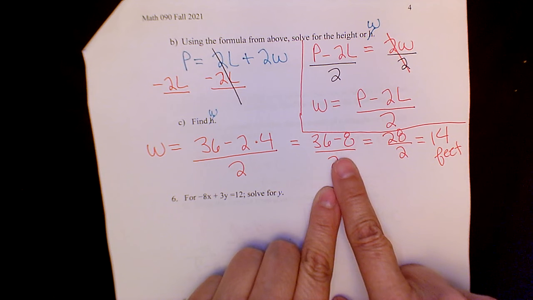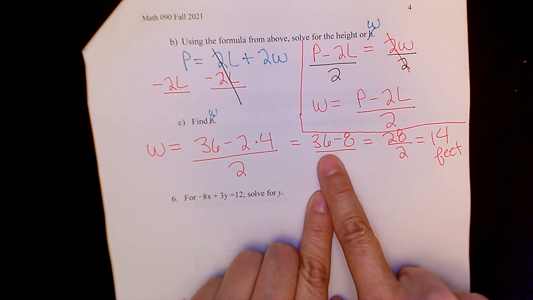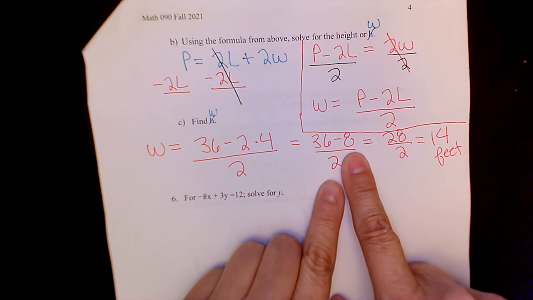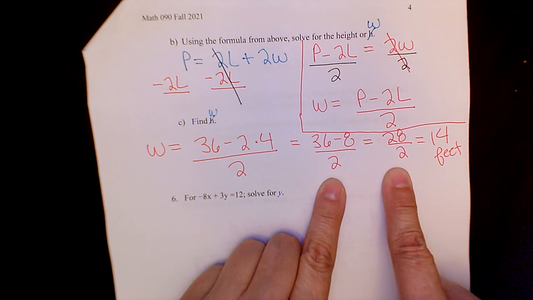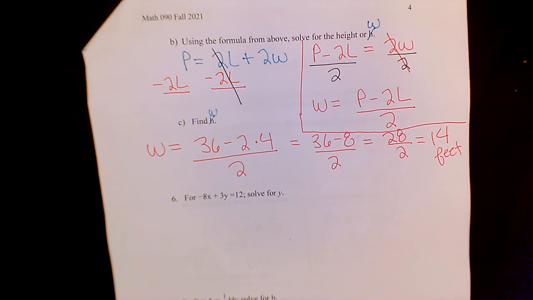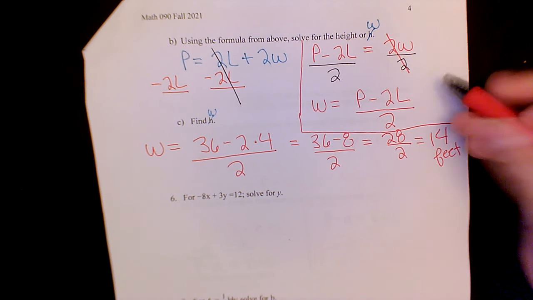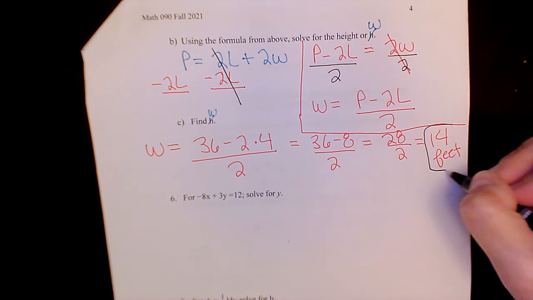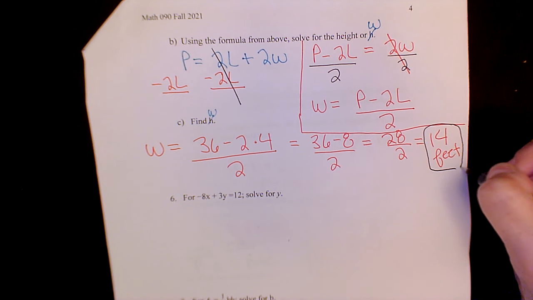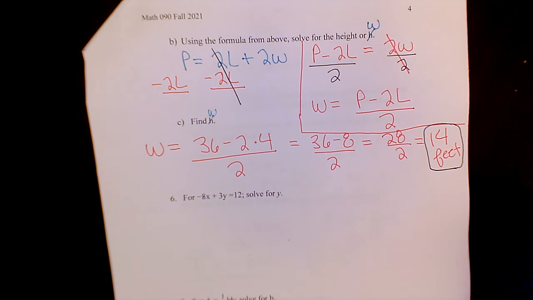If you want to use your calculator, you can to help you. 36 minus 8 is 28, and 28 divided by 2 is 14. So I know that my width or my height is 14. And this is the answer for find W or H.